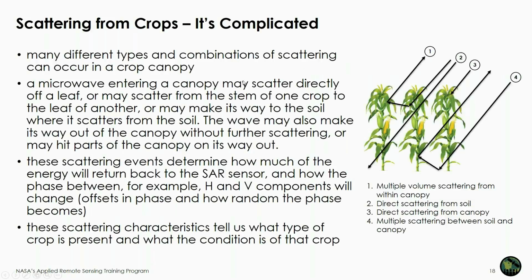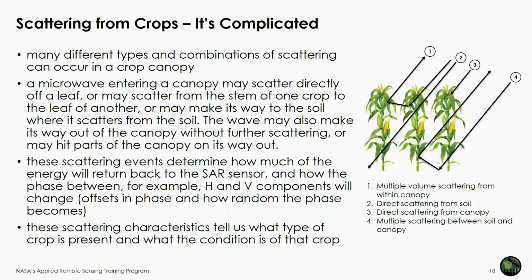So scattering from crops can be quite complicated. There are many different types and combinations of scattering that can occur, and here you can see in this cartoon some of these different interactions. So we can have direct scattering from the crop canopy itself, particularly if the leaves are quite large relative to the radar wavelength. We can have direct scattering directly from the soil, or we can have any number of multiple scattering events that happen within the crop canopy itself. So these scattering events determine how much of the energy gets returned back to the SAR sensor.